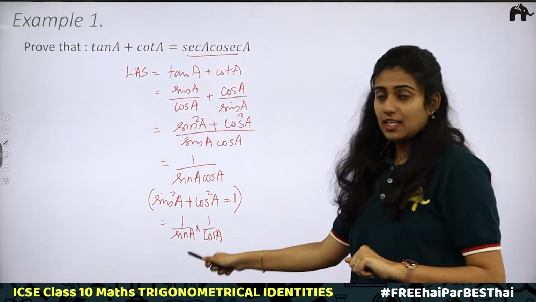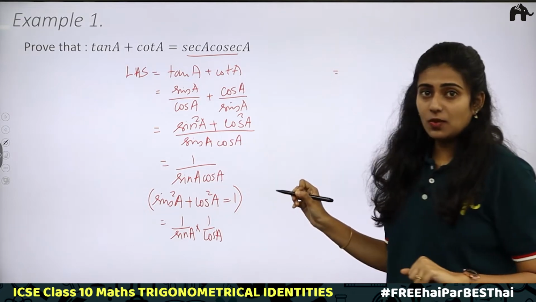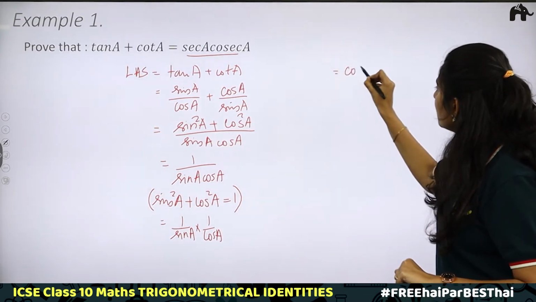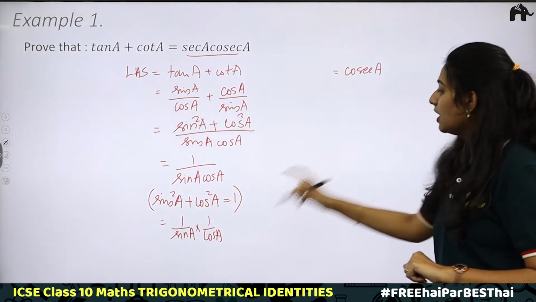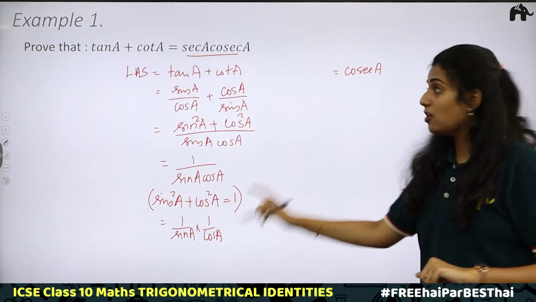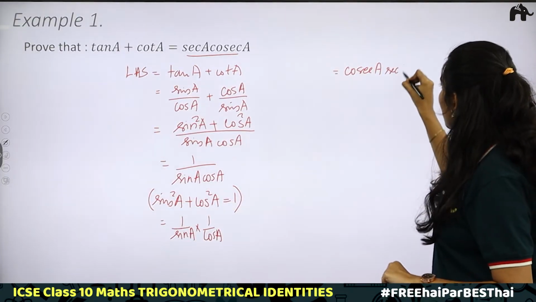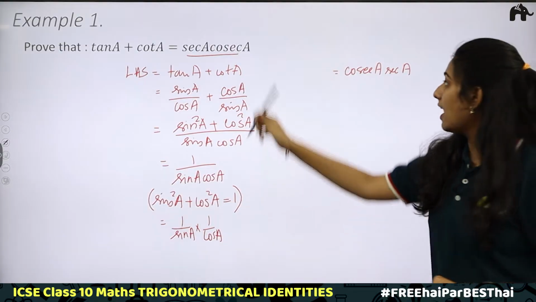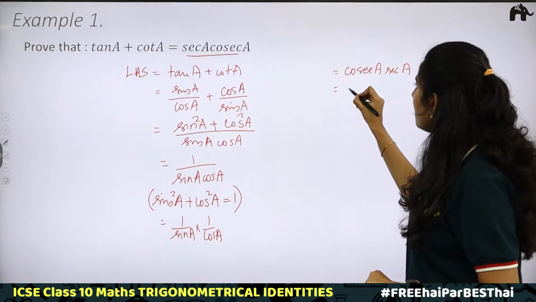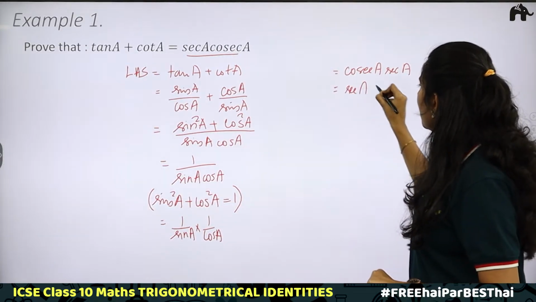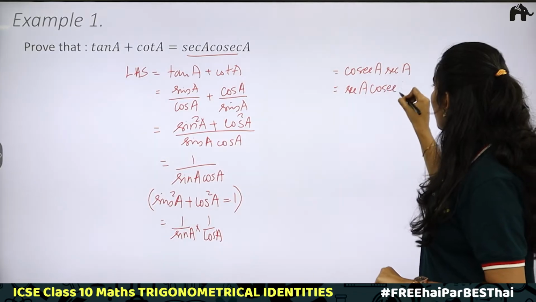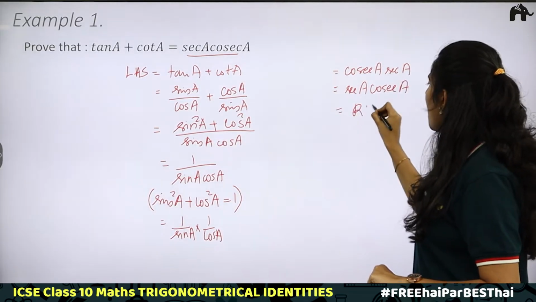What is 1 by sin A? 1 by sin A is equal to cosec A. What about 1 by cos A? 1 by cos A is sec A. This is what the RHS is. Therefore, we have sec A into cosec A, which is the required RHS.